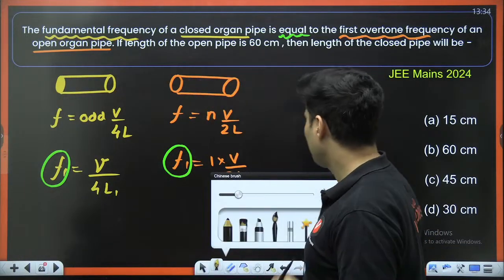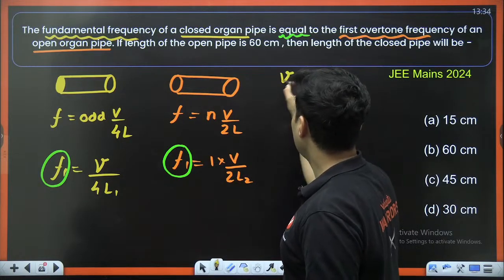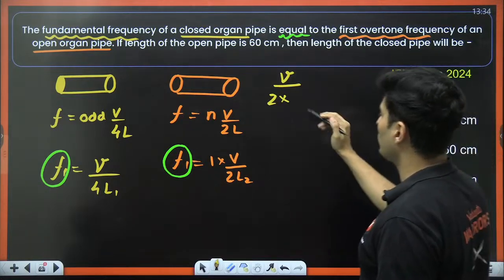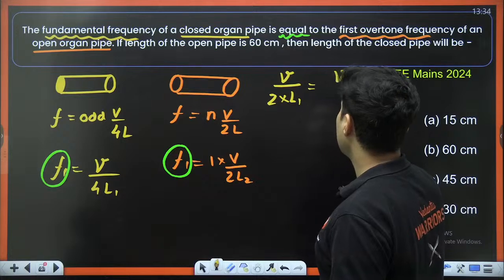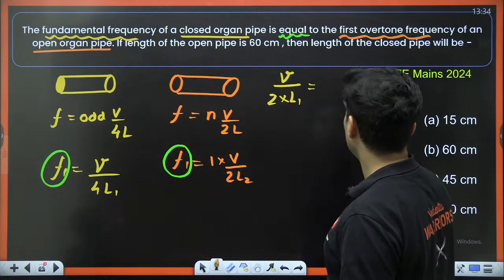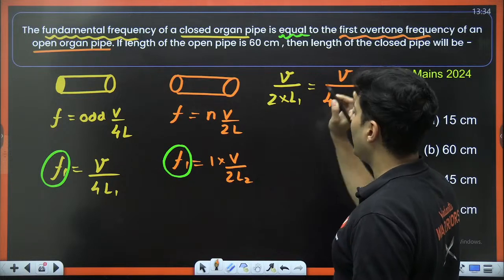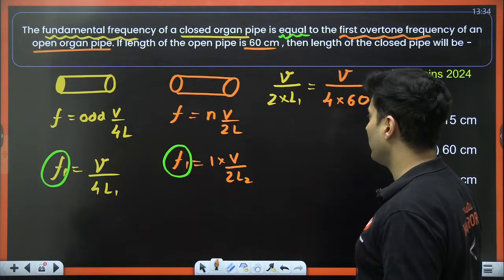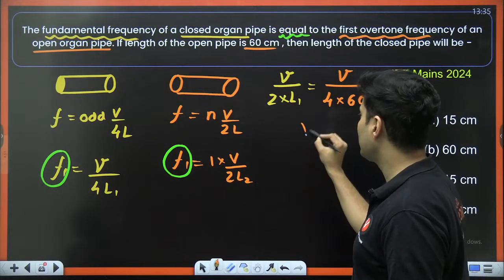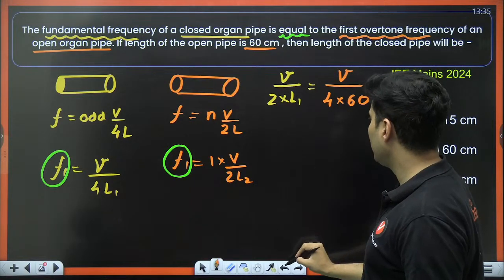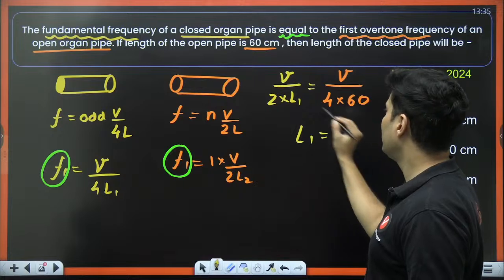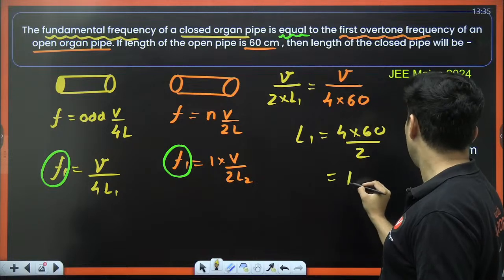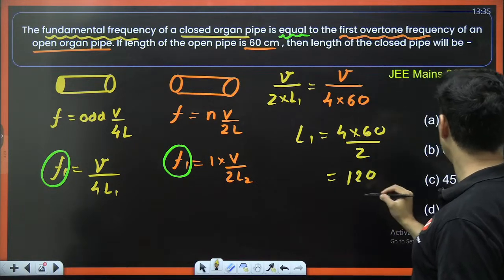So doing that math, V by 2 times length... Length of the open pipe is 60, length of the closed pipe is asked. V by 4 L1 will be equal to V by 2 L2. L2 is for the open pipe, it is 60. So 60 comes over here. V cancels, right? And what will L1 be equal to? It will be 4 into 60 divided by 2. Just check if it is coming out to be 120. Why am I getting 120?